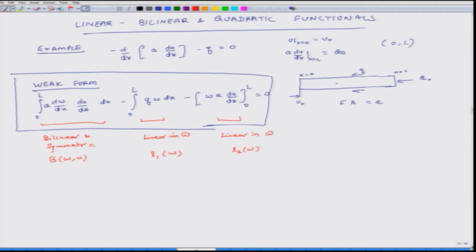Okay. So, I can write this entire equation as B of W U minus L of W, where L is nothing but L1 plus L2. So, equation A and B are the same; B represents this bilinear term and L represents all other things. So, of course, I have to put a 0 here.